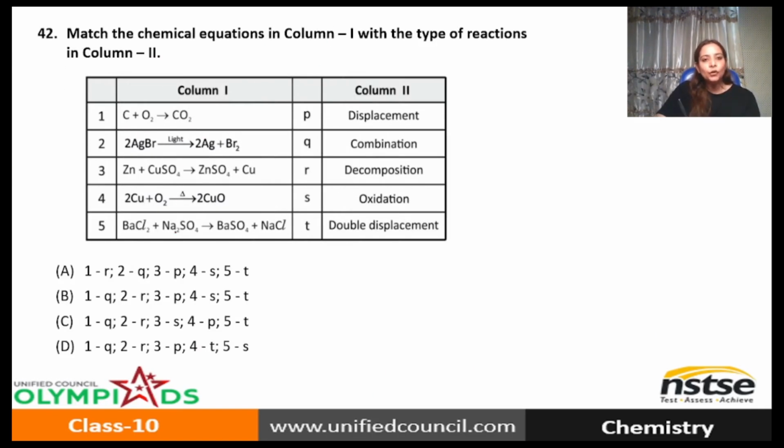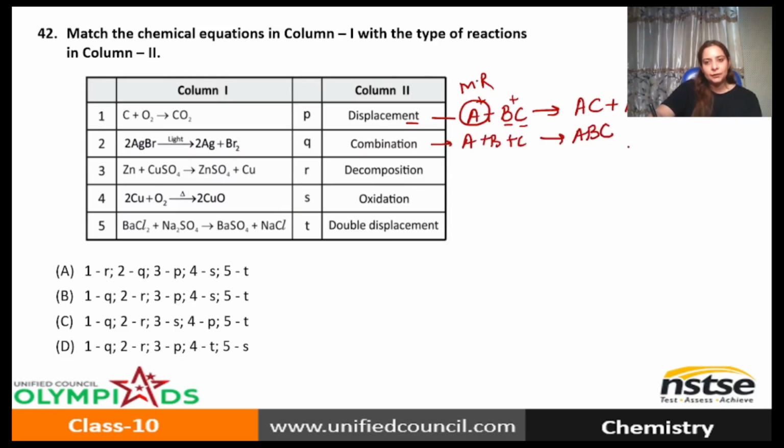So here we have got a list of reactions, and in column 2 we have got the names of reactions. Let me recall these reactions for you. A displacement reaction happens between an element and a compound, where A has to be more reactive than B. It will displace B and form AC, and B will be displaced. Combination is the one where whatever things you are adding are simply added to form a single product.